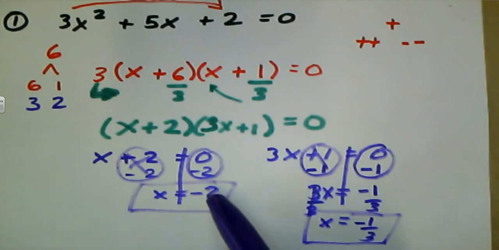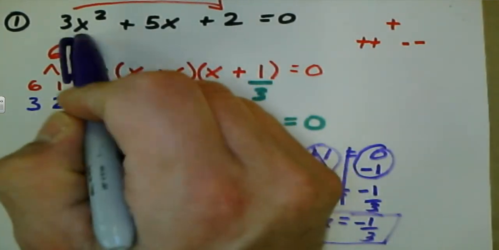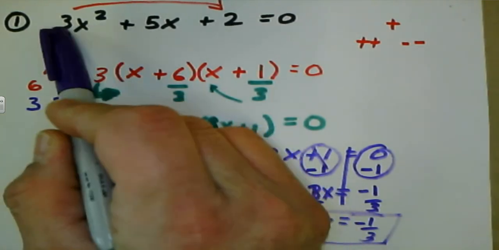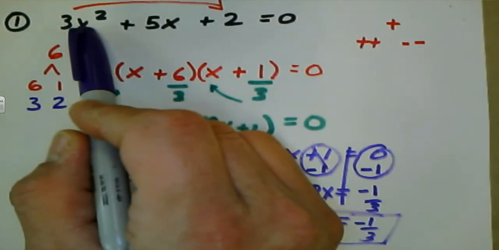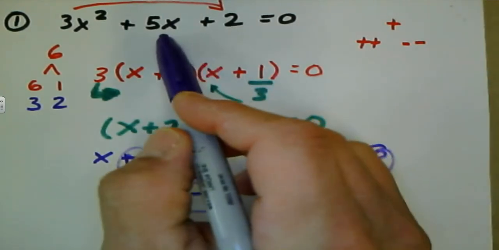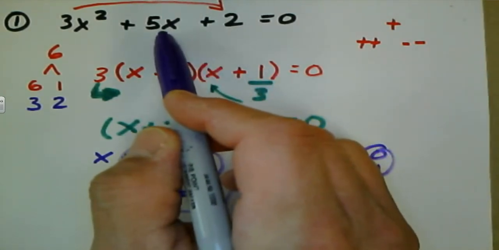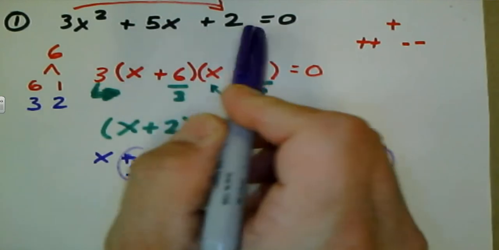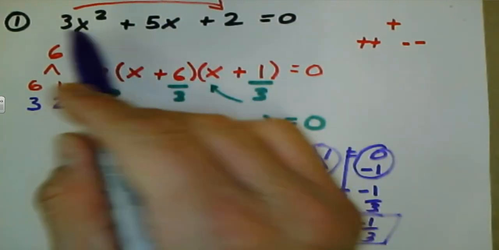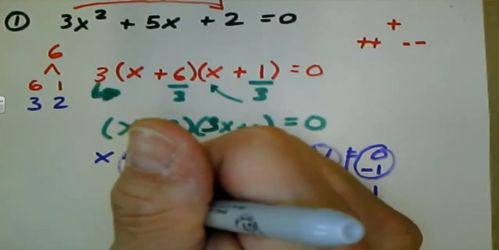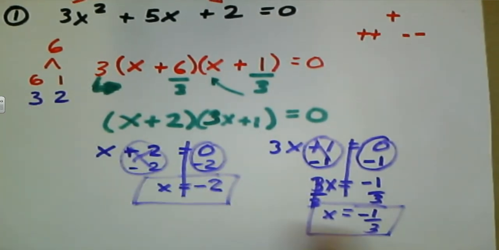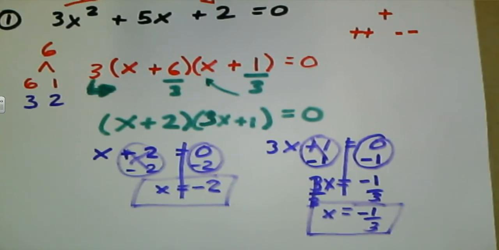And I know if you put the -2 in here, -2 squared is 4. 4 times 3 is 12. Minus 10 is 2. Plus 2 is 4. It doesn't work. What I did is I took that -2 and I put it back in the equation for the x, and it doesn't come out to be 0 equals 0. So let's look at this. What about this 3 and 2? So this is not the answer that's on there.